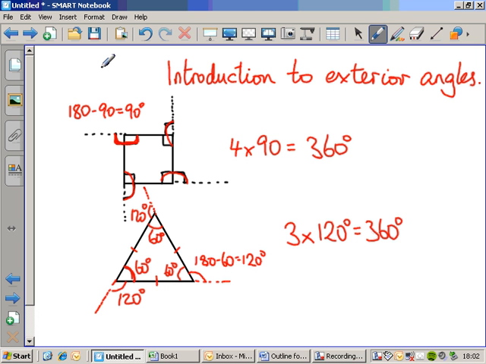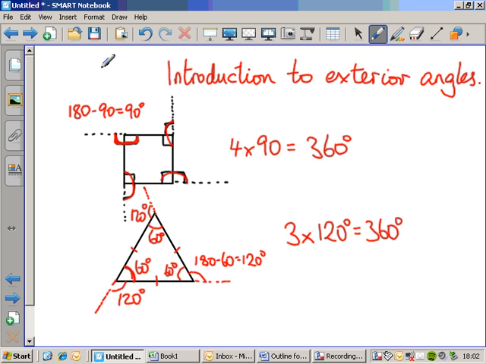And that's not a coincidence, because, and feel free to do this at home, if you draw a whole bunch of shapes and get your protractor out, and measure the exterior angles of your shape. And it doesn't have to be a regular shape, it can be a shape with unequal sides and angles, but if you do that, you'll find that the exterior angles of your shape will always add up to 360 degrees.